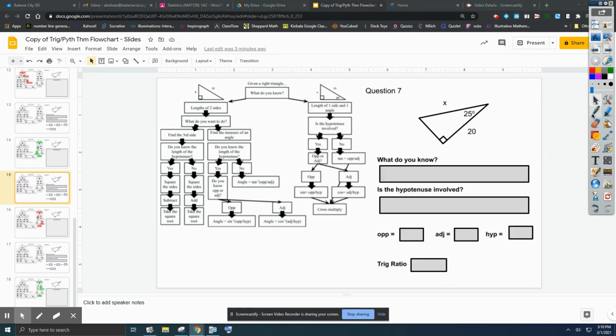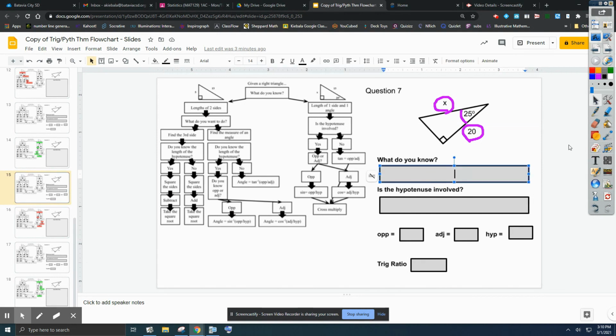Question seven, which is slide 15. Again, we have this angle at 25 degrees. We're told that this side is 20. This side has a label of x. So what do we know? We know one side is 20, one side is x. We also know that one angle is 25, and obviously one of the angles is 90 degrees, but we're kind of ignoring that for now, but these are all right triangles.